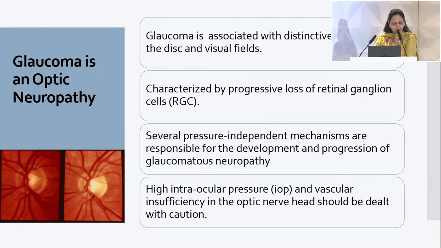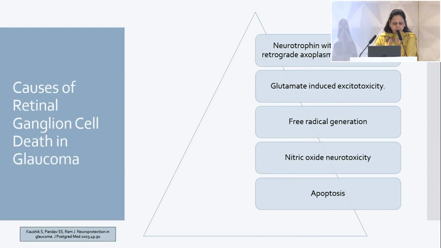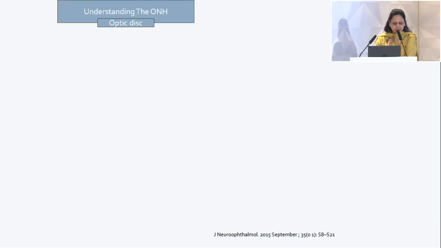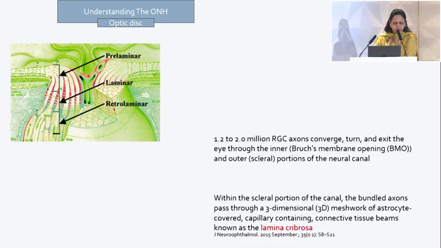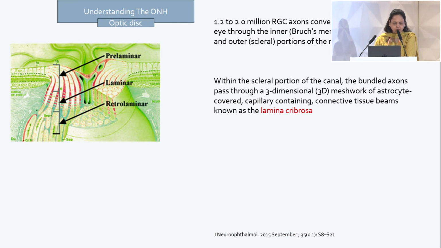So when we start describing glaucoma, it comes as a progressive loss of the ganglion cells, which happens because of glutamate-induced excitotoxicity and nitric oxide neurotoxicity, everything leading to apoptosis and further leading to retinal ganglion cell death. Before we go into the detailed pathophysiology, let's understand the optic nerve head, the optic disc, which is divided into three zones: the laminar, prelaminar, and the retrolaminar. And 1.2 to 2 million retinal ganglion cell axons converge and exit the eye through the inner Bruch's membrane opening and the outer part of the neural canal, which is the scleral part.